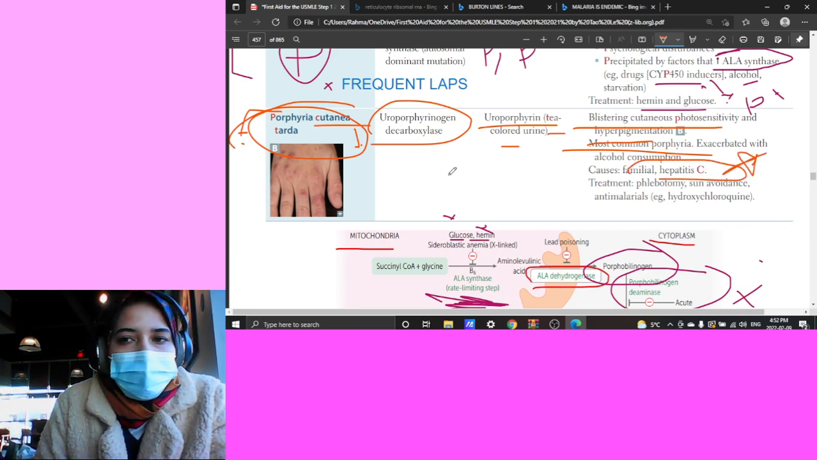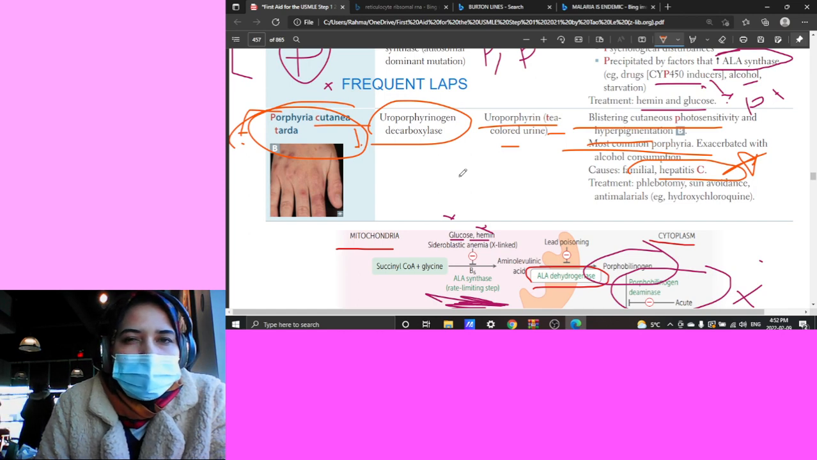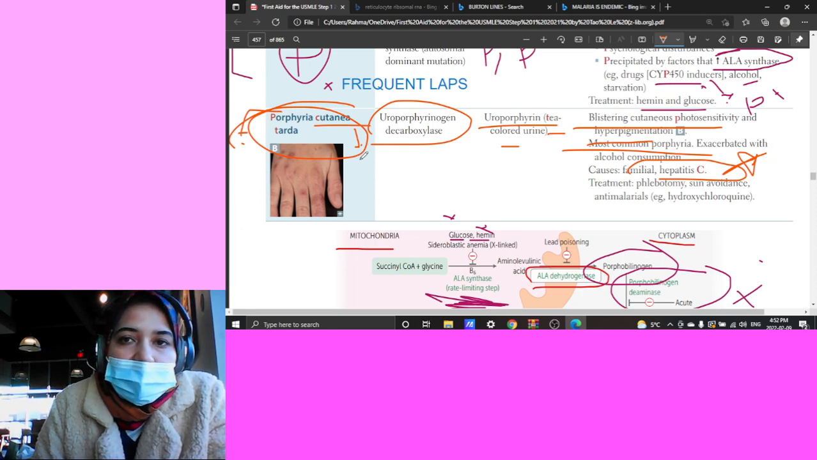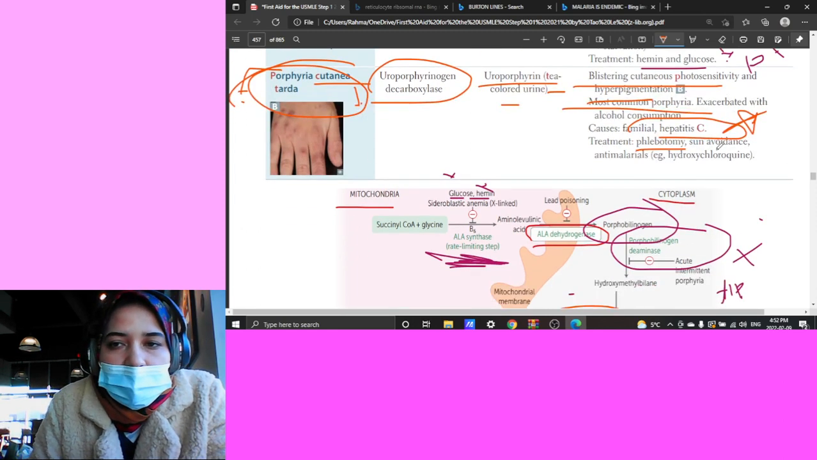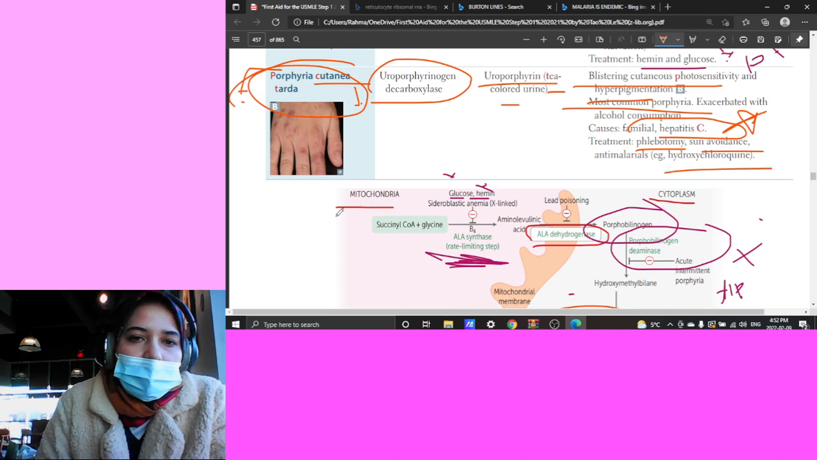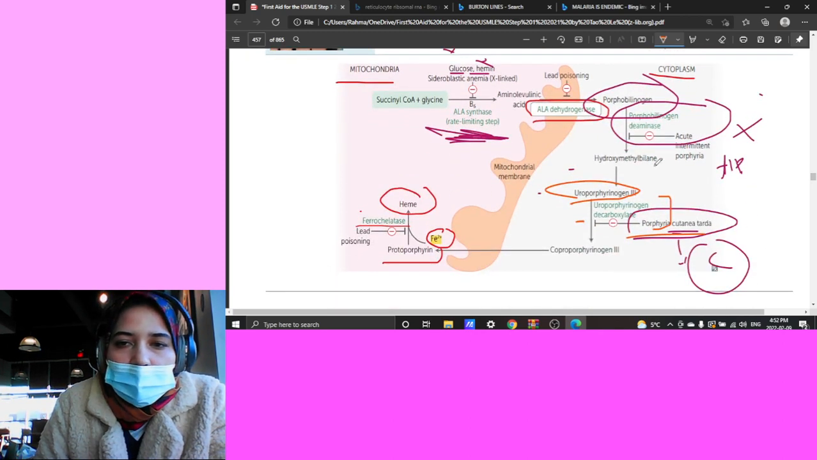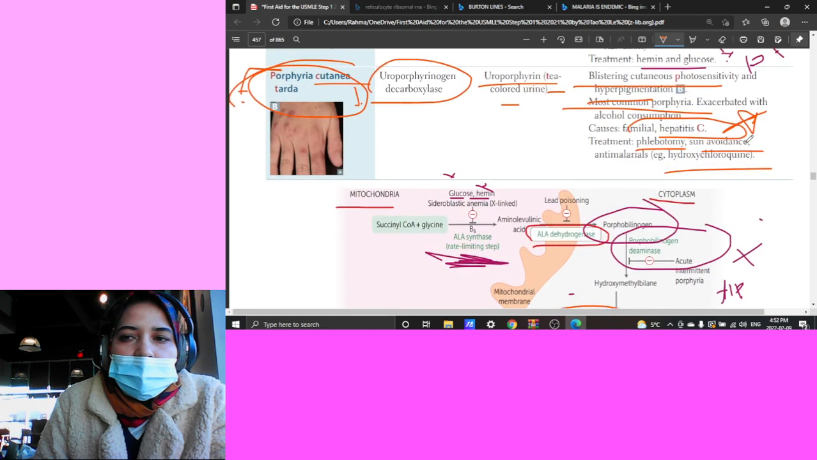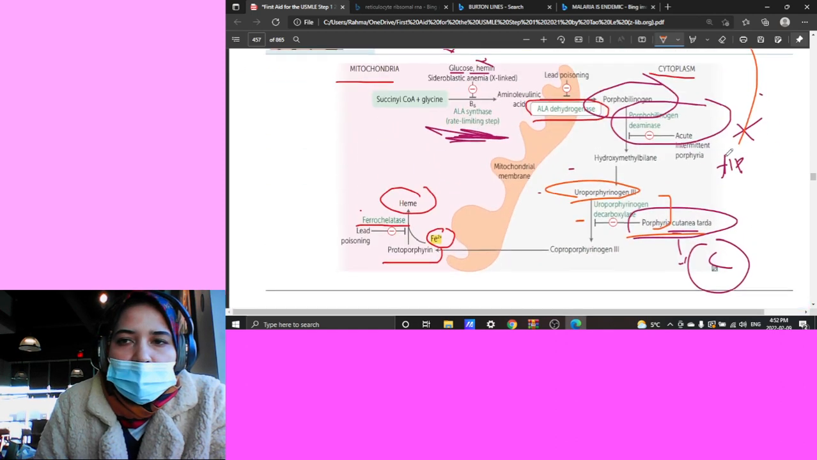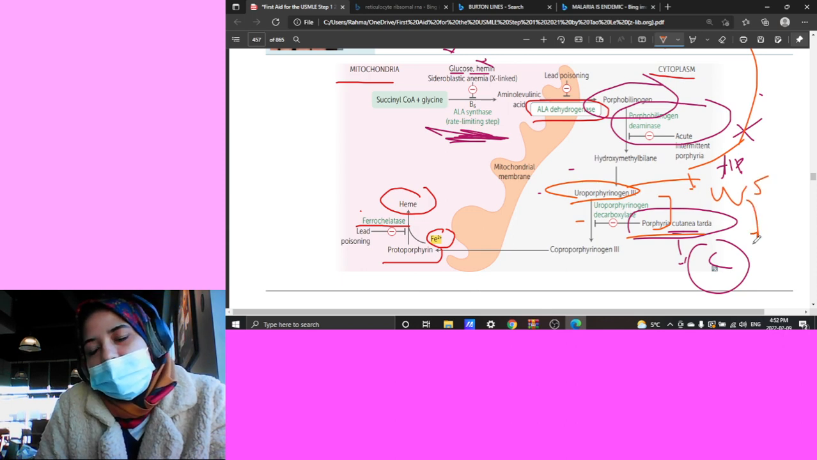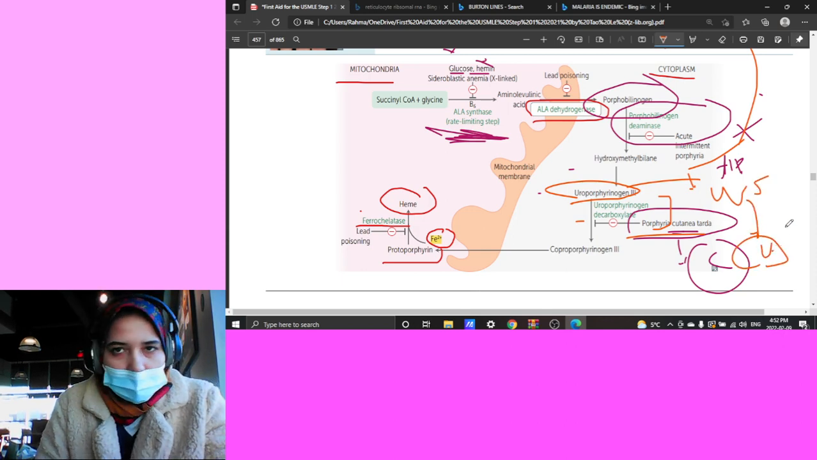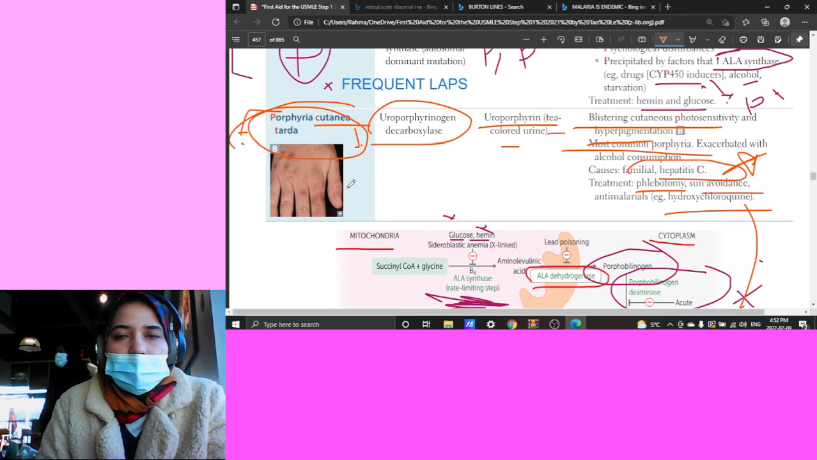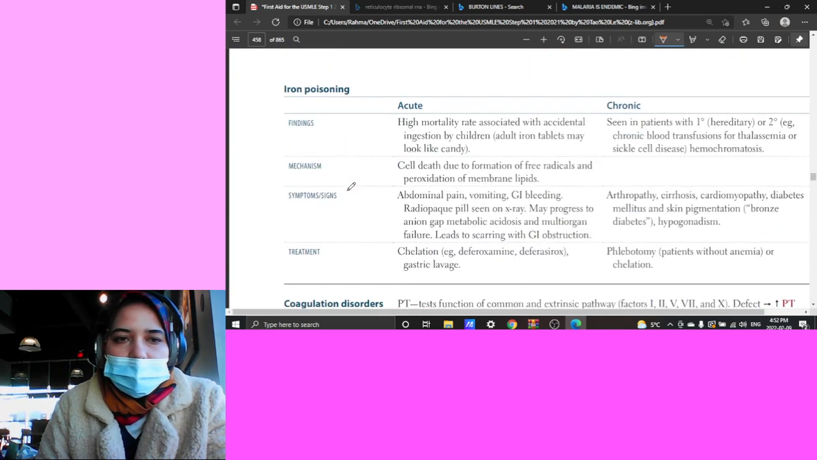So you're going to get a man who is drinking some alcohol, and he spent like a day in the sun, and he has these cutaneous symptoms, and he has a history of hepatitis C. What are you dealing with here? Porphyria cutanea tarda. Treatment is phlebotomy and sun avoidance and hydroxychloroquine. What is hydroxychloroquine doing to the uroporphyrin again? It will bind with the uroporphyrin and all these porphyrins into a water-soluble form that will be excreted in the urine. And then it doesn't build up in the skin and cause these symptoms.